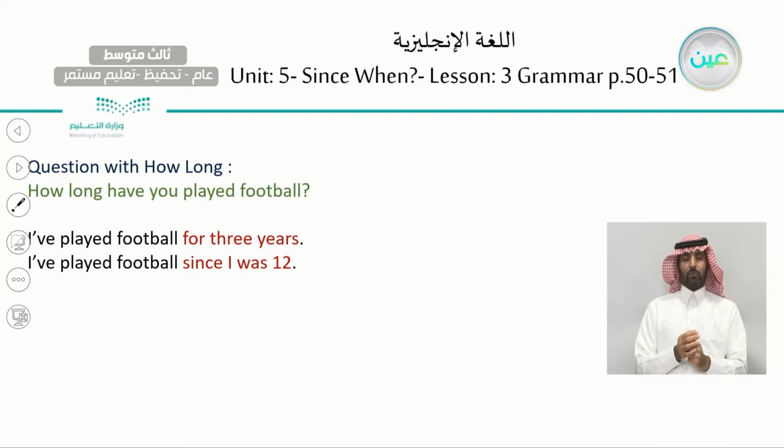We have questions with how long. How long have you played football? I think we used how long a lot in our pair work activity last class, right? You created a lot of questions using how long. Have you played? Here we have the verb in its third form and have. This is the present perfect. I've played football for 3 years. The answer can use for, or since I was 12. You can use for or since to answer questions, okay?